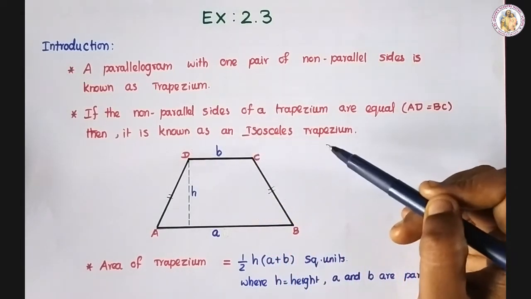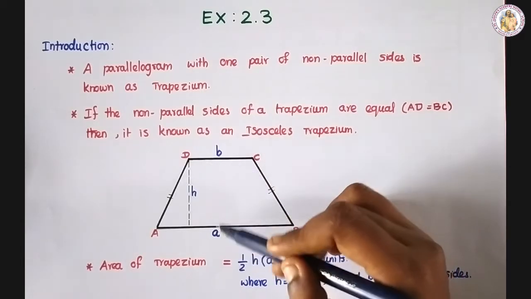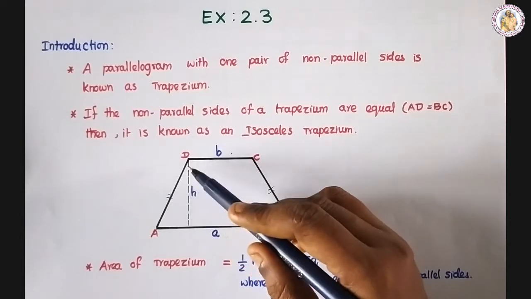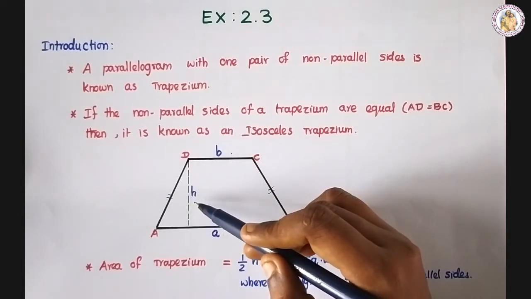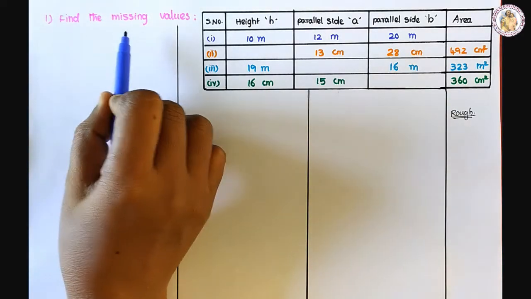Listen, these are the parallel sides a and b, and the distance between the two parallel sides is the height. Then the area of trapezium equals 1 by 2 into h into (a plus b) square units. That is the area of trapezium formula, where h is the height, and a and b are the two parallel sides.